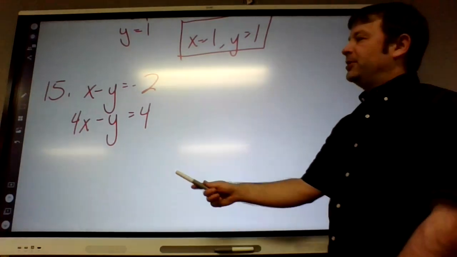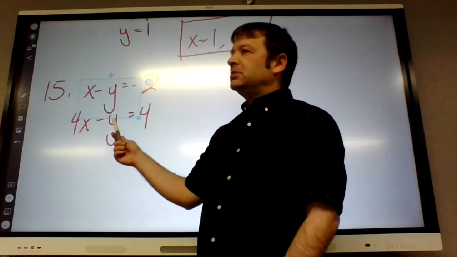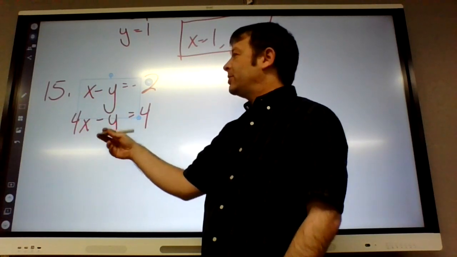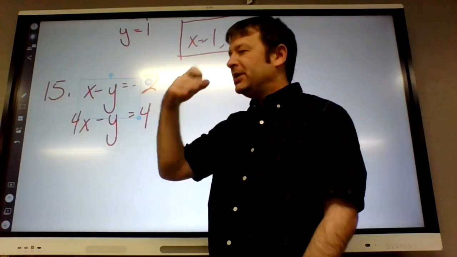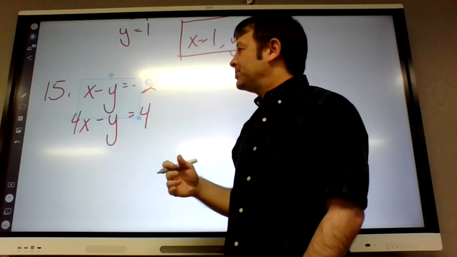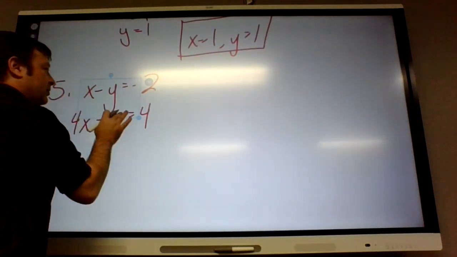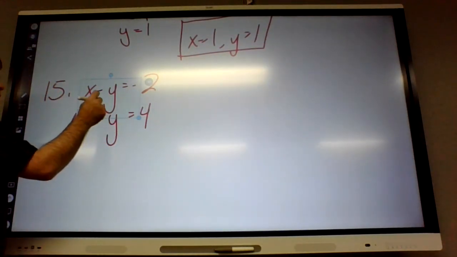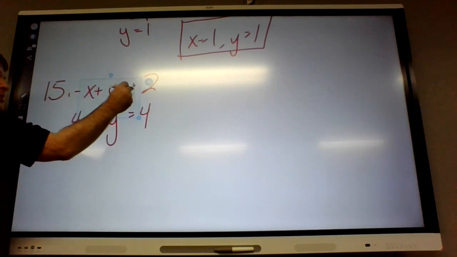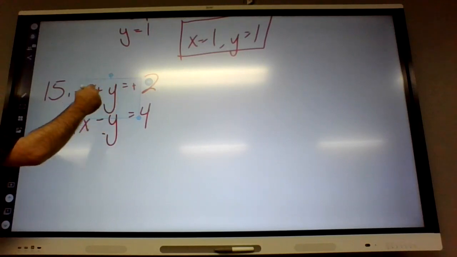Okay, how could I get rid of the y's, though? If I multiply by negative 1. Now, the negative 4 thing would work also. Substitution would work. So there's not really a right way to do it. I'm just choosing the way I would do it. Luke said multiply by negative 4, that would work. If you multiply by negative 1, these just all switch signs, and that would get rid of the y's.